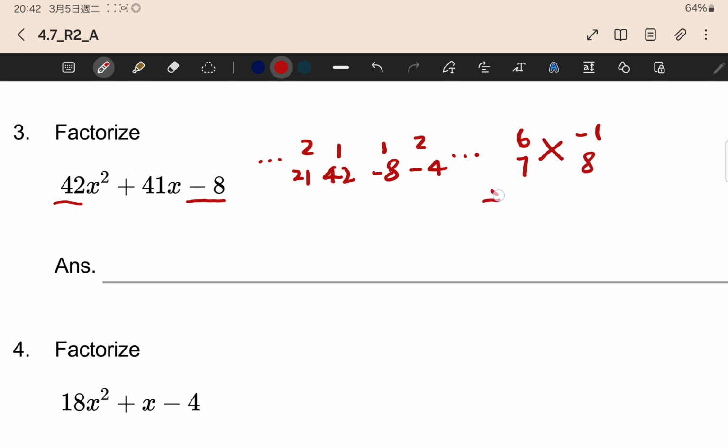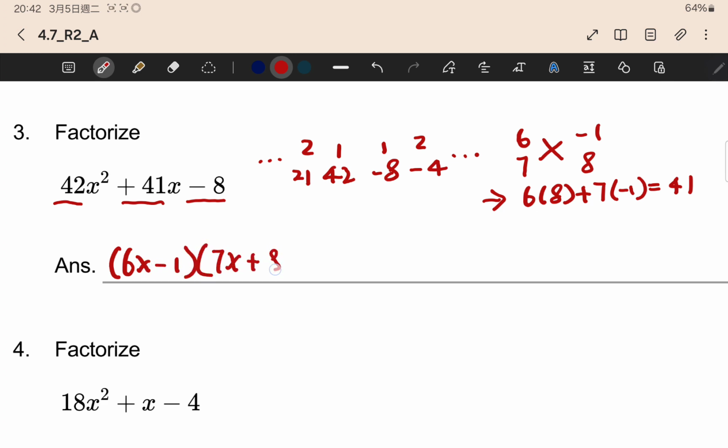Now we check the cross multiplication. 6 multiply 8 plus 7 multiply minus 1 is equal to 41. And it matches with the coefficient of the middle term. So the factorization is first factor 6x minus 1, second factor 7x plus 8.